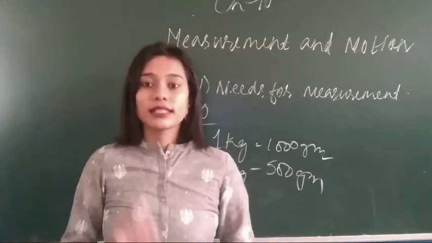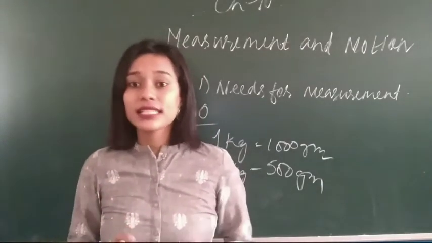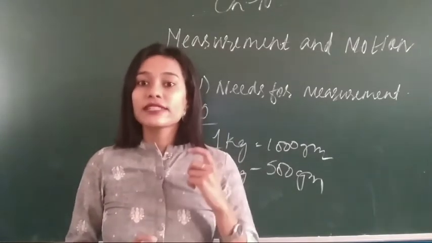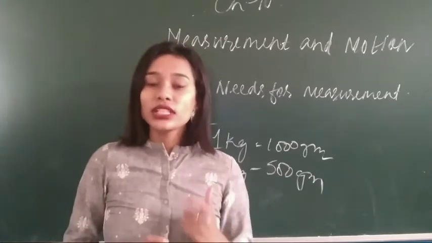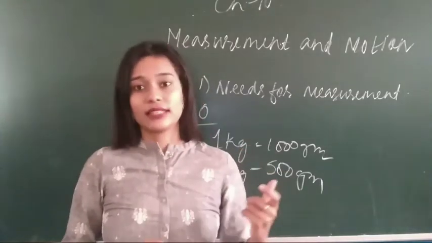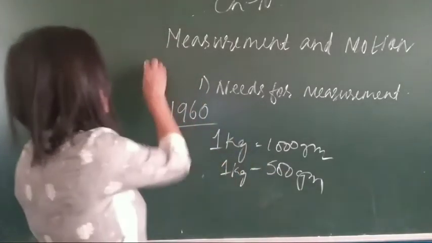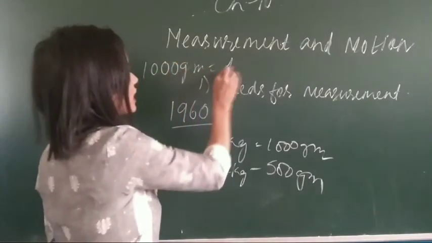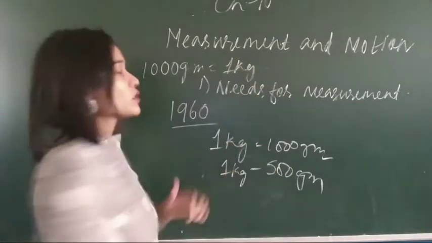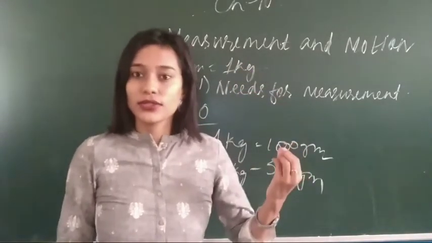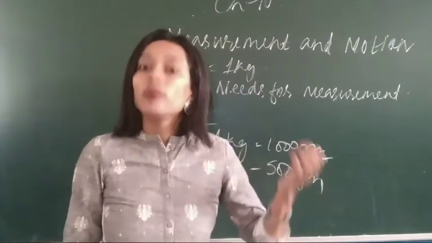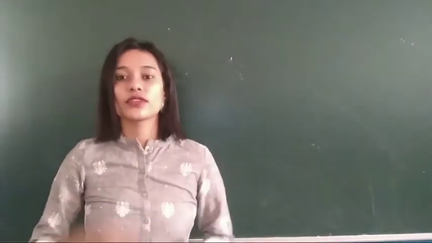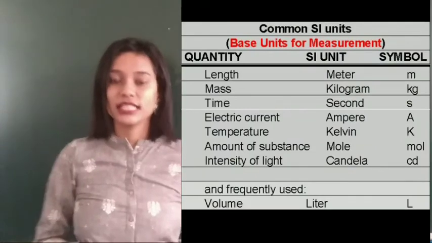Now we will discuss standard unit. What is a standard unit? A standard unit is a measure which has a fixed value and does not change with time or place. Suppose 1000 gram equals 1 kg here in India. So it will be similar in other countries also. It will not change with time or place. So there is a chart for SI units of some common quantities. You can see in the diagram.